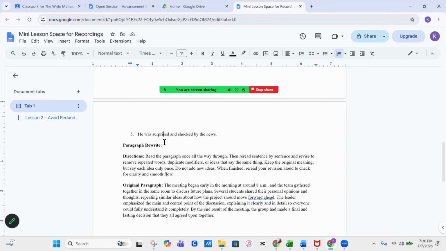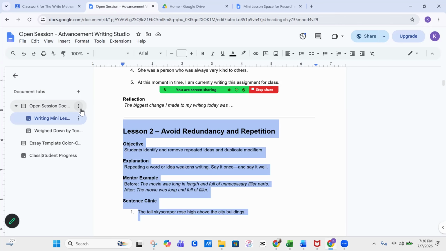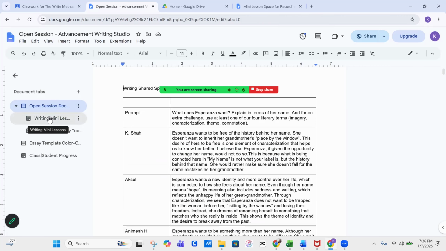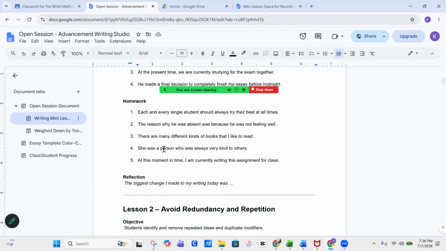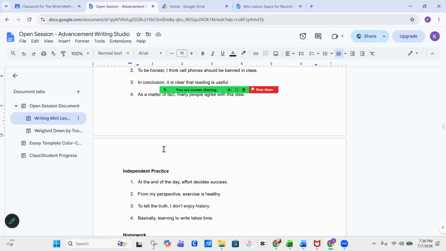Okay, students, I wanted to illustrate concise writing, and we're going to look at lesson two in the mini lessons. If you want to know where this is found, when you go into the open session document, there's a tab and it has all the miniature lessons here. This is from Strunk and White's The Elements of Style, which is a book that I highly recommend. These were inspired by some of the lessons in that book.